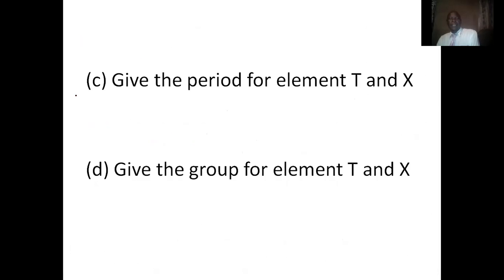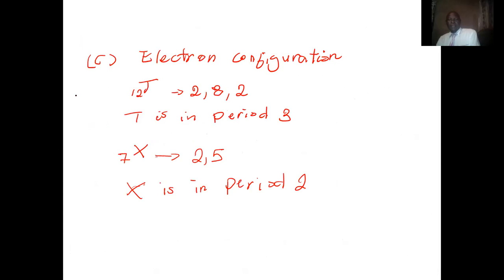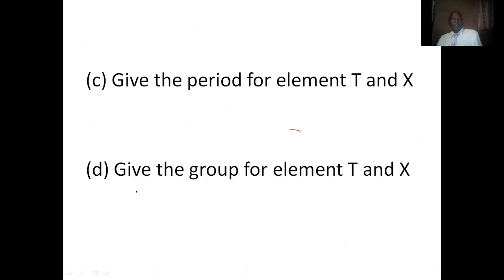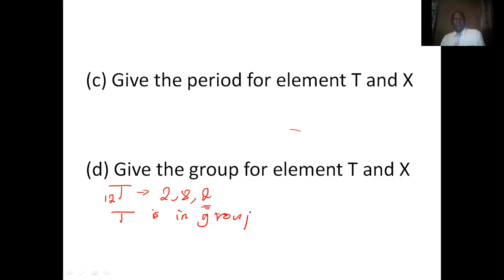Give the group of the elements T and X. For the group, you look at the number of valence electrons, the number of electrons in the outermost shell. You notice that for T, the electron configuration was 2, 8, 2 because it has 12 electrons. Therefore, the number of electrons in the outermost shell is 2. Therefore, T is in group 2. We normally use Roman numerals.